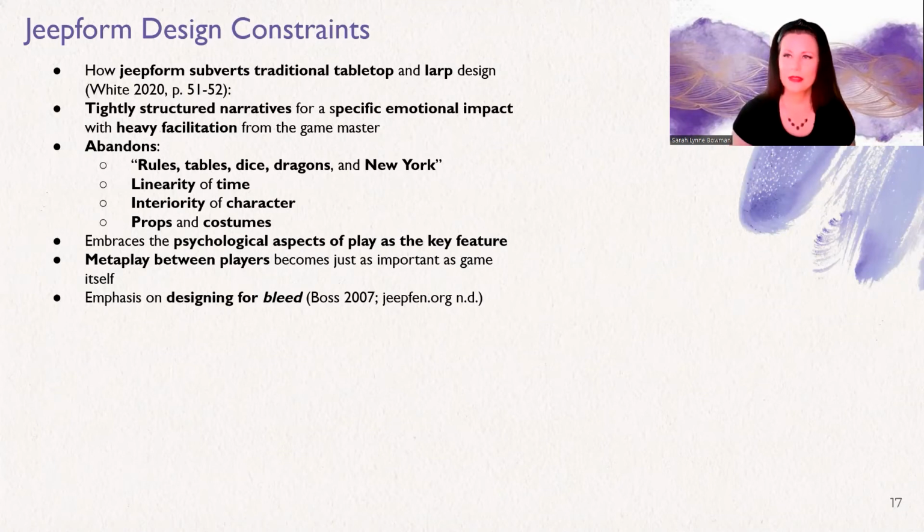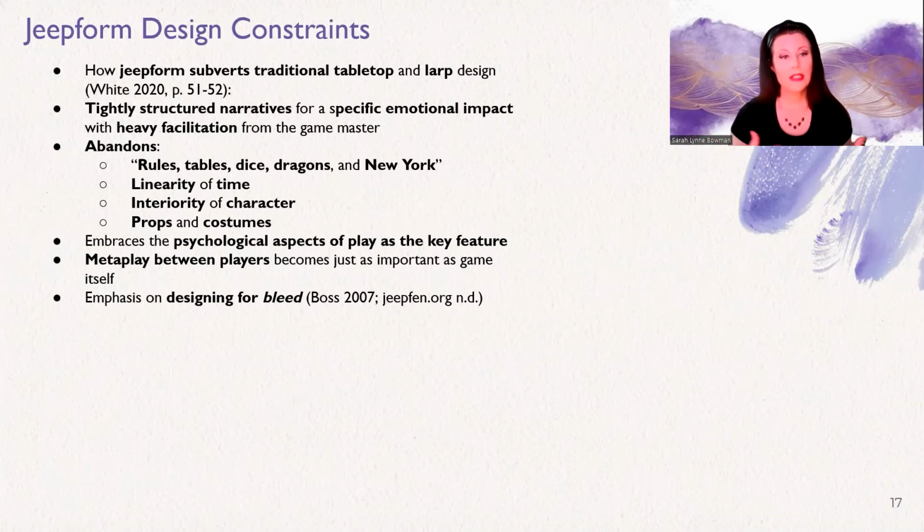And the way that Thomas Wrigstad put it, who's a member of this collective, they abandoned rules, tabletop, dice, dragons in New York. These are some of the tropes or mechanics that are very common in traditional role-playing games. New York being sort of like this epic cosmopolitan space where maybe gritty vampire fiction is happening or something like that. So instead, we're focusing on scenarios that are not fantastical, that are very close to home, and that are very personal. They also abandoned, in some cases, the linearity of time. So scenes might happen completely out of order, or there may be flashbacks or flash forwards.